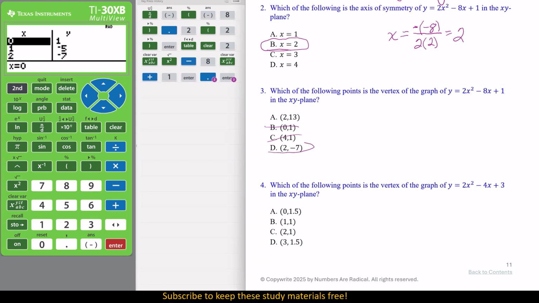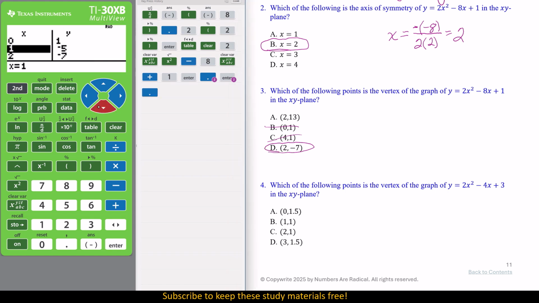Well, I'm going to say that's it. But what do we need to do on our calculator to make sure? As I arrow down and I go to 3, we should see -5. Bam, there we go. Option D has been verified. Let's look at number 4. Which of the following points is the vertex of the graph of y equals 2x squared minus 4x plus 3 in the xy plane?